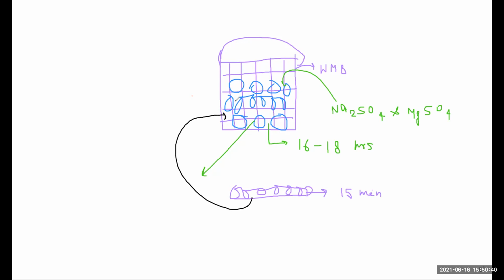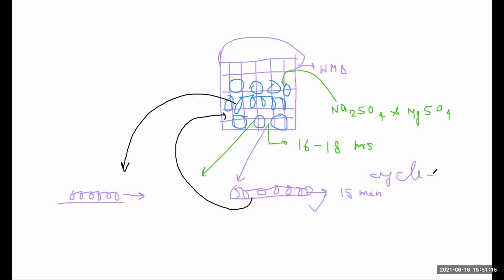Again we remove our aggregates, and again we allow this aggregate to dry for 15 minutes. So this is my second cycle. In the first cycle, we take our aggregate after 16 to 18 hours and dry it for the first time for a period of 15 minutes. This is my cycle 1.